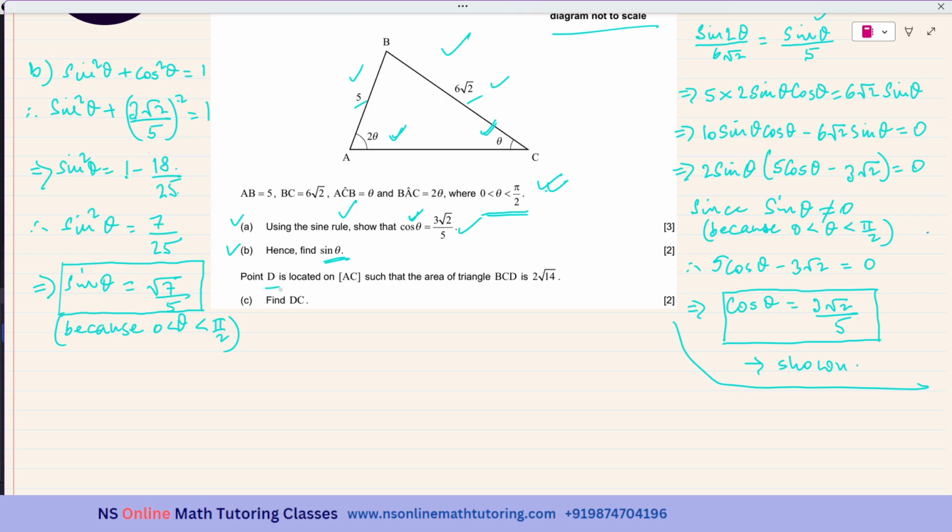And point D is located on AC, maybe somewhere over here. It can be over here also, I have no idea. But it is on side AC, such that the area of the triangle BCD, this is the triangle BCD, area of this triangle is 2 root 14. So part C's question is find BC, that means this part.